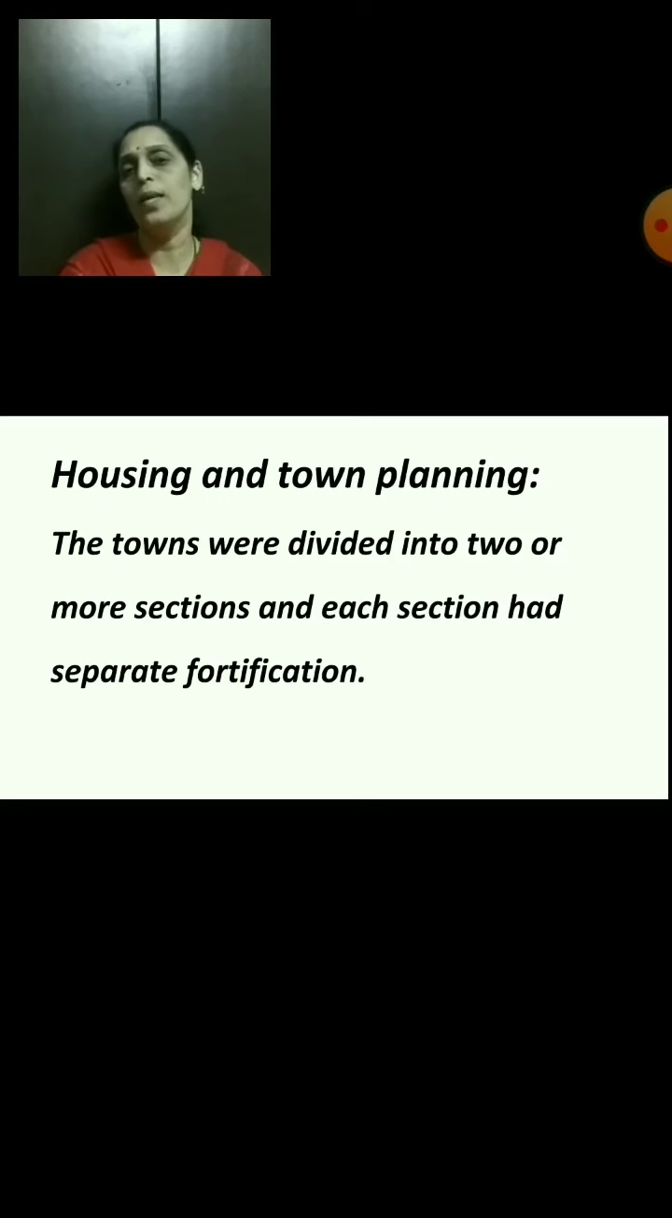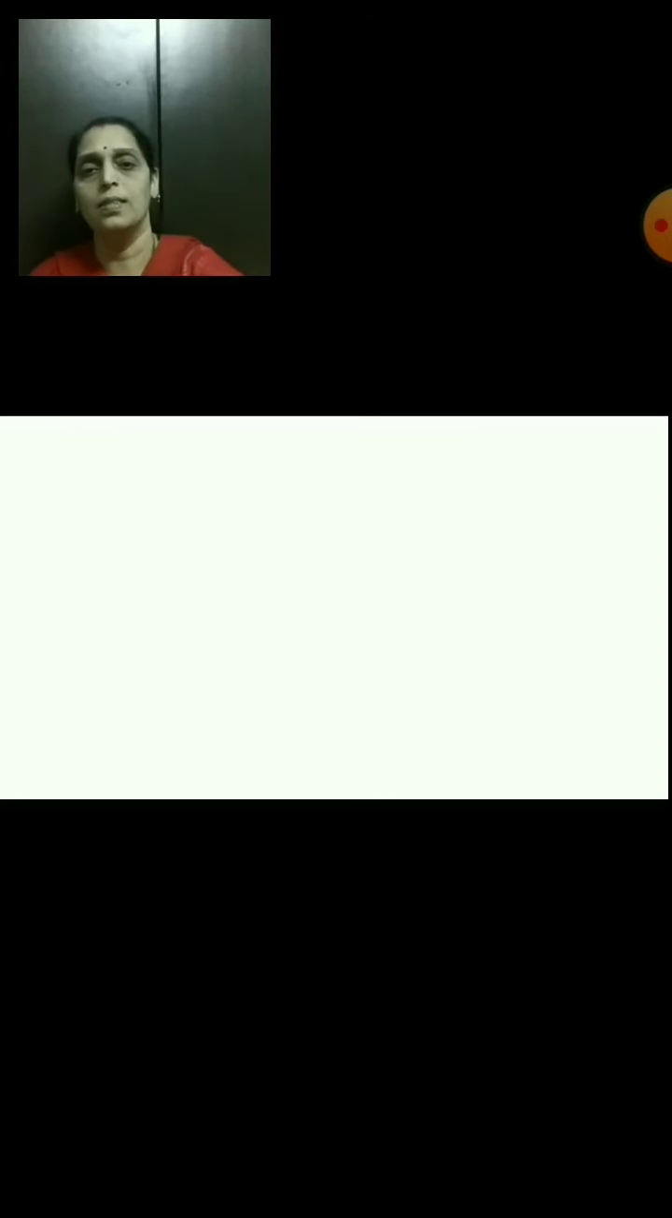The towns were divided into how many? Two or more sections and each section had separate fortification. So how were the towns divided? Towns were divided into two or more sections and each section had separate fortification. Very good. Now the next.